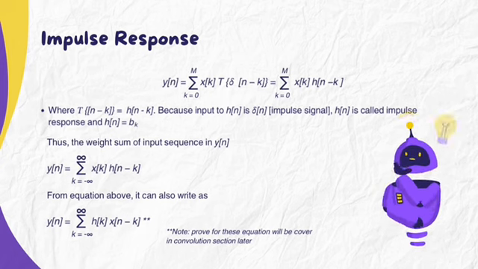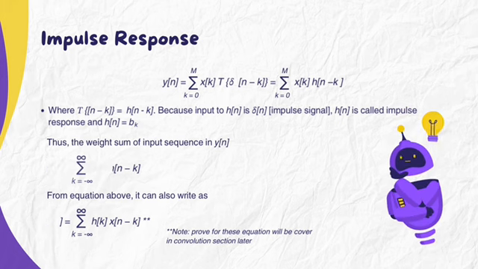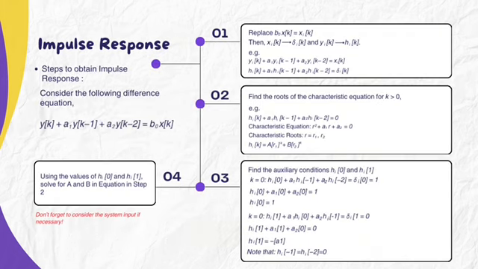Now let's walk through the steps to find the impulse response of a system using a difference equation. We're given this equation, y of k plus a1 times y of k minus 1 plus a2 times y of k minus 2 equals b times x of k.